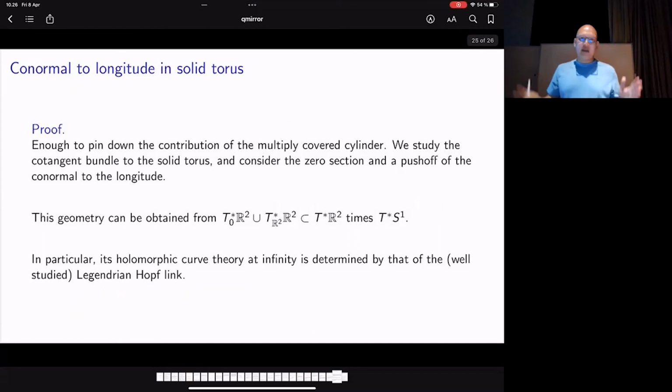The simplest place you can ever find this is you take the cotangent of a solid torus, and you take a conormal to the longitude, and you push the conormal of the longitude off the zero section. As we were discussing before, this traces out a single annulus, and the total contribution should be the count of just this annulus.